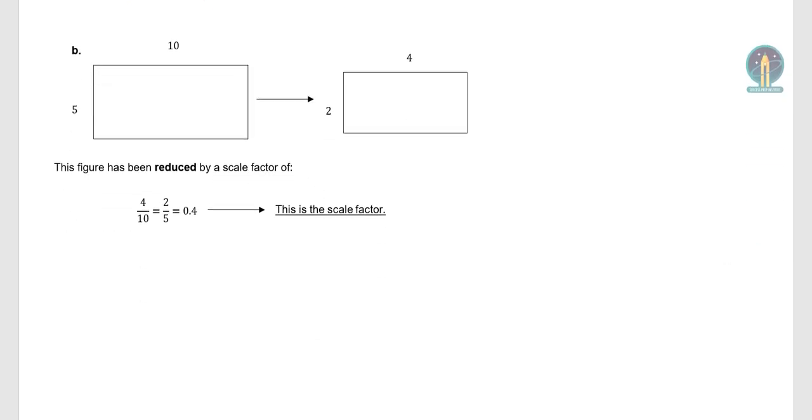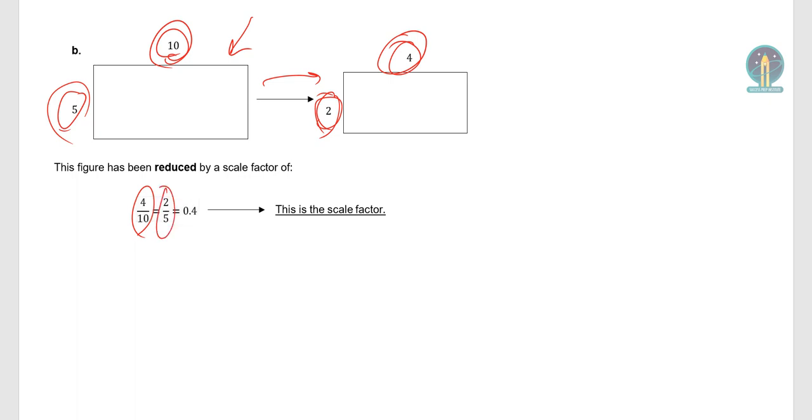Let's look at this example. So we have this rectangle, this side is 10, this side is 5, and then it becomes this rectangle, one side is 4, one side is 2. Right? So remember, we take the length from the image divided by the length of the similar side from the pre-image, so 4 divided by 10, or we could take 2 over 5, and they both give us the same thing, 0.4.